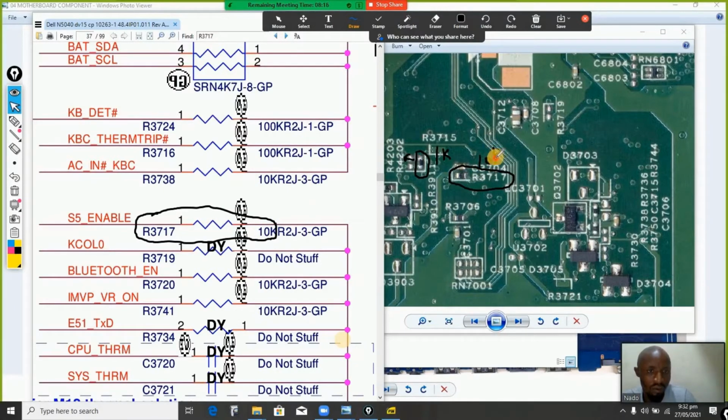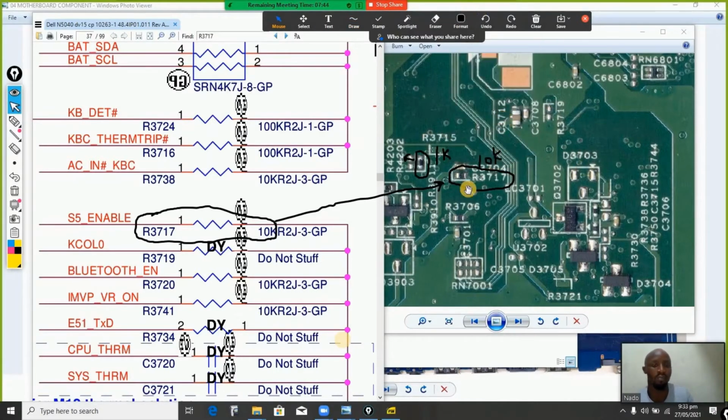So despite the fact that they look alike, that doesn't mean they are of the same value or the same thing. They won't do the same task because their values are different. So they are not replaceable with each other. That is why we need to understand the schematic, because you can't just go on a motherboard and pick a resistor randomly. Each resistor has its own value. You need to be sure of the value you are using.